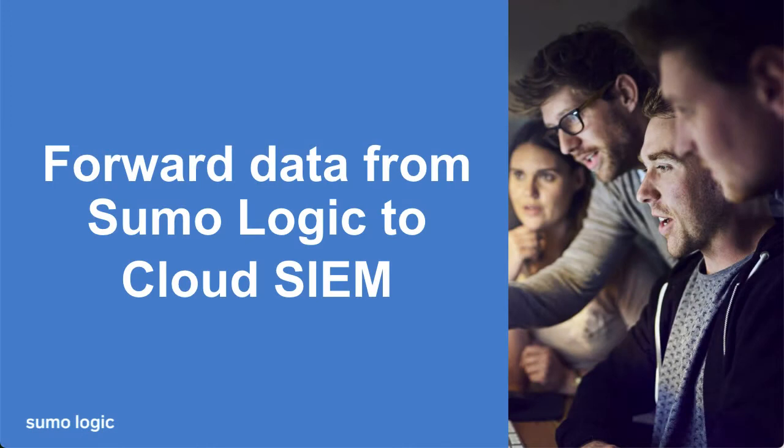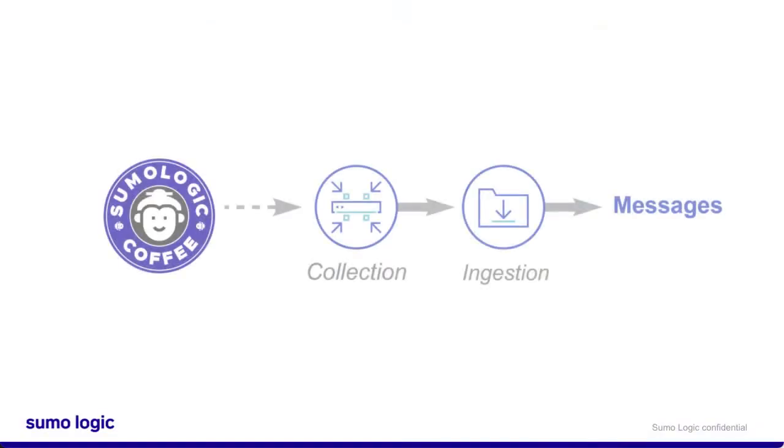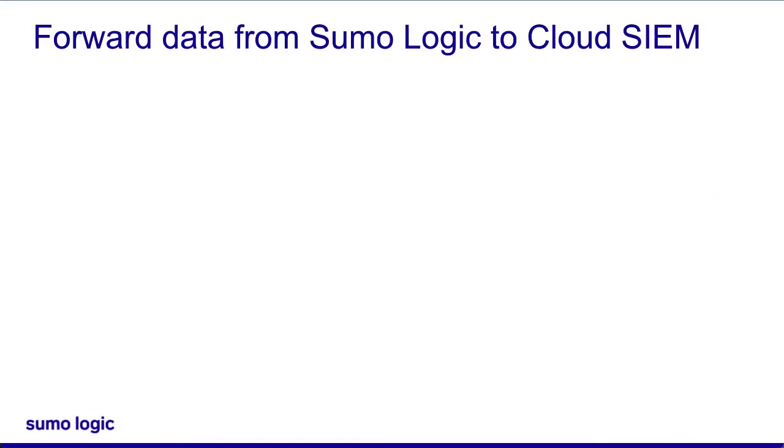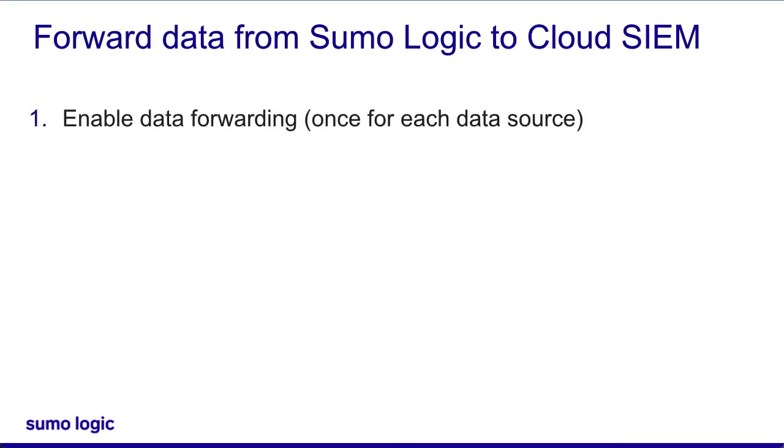As a Sumo Logic administrator, it's your job to make sure that the collection and ingestion part of the data pipeline flows smoothly. Every time there's a data source you want to ingest in Cloud SIEM, a Sumo Logic admin must enable data forwarding. To forward data from Sumo Logic to Cloud SIEM, you enable data forwarding for each data source. You'll need to enable data forwarding each time you add a new data source into Sumo Logic, update your partitions, or make other changes to your data ingestion process.